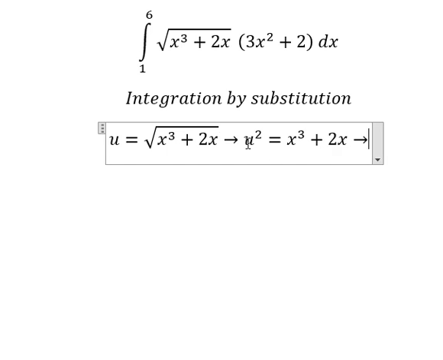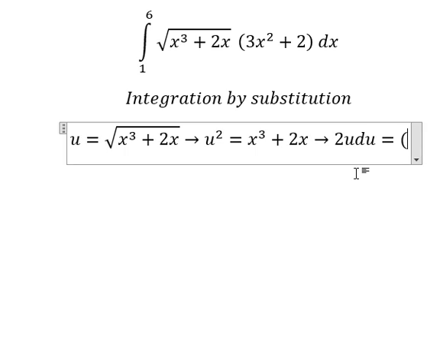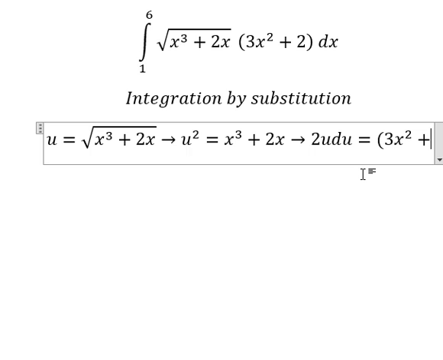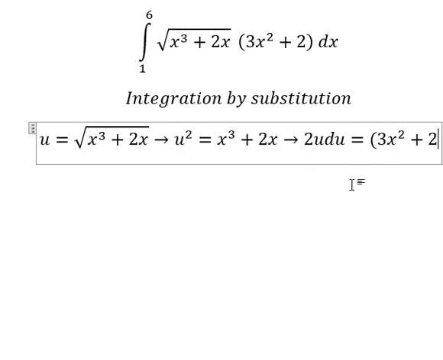Next, we need to first do the derivative for both sides. This one we have u. This one is 3x squared. This one we have number 1.